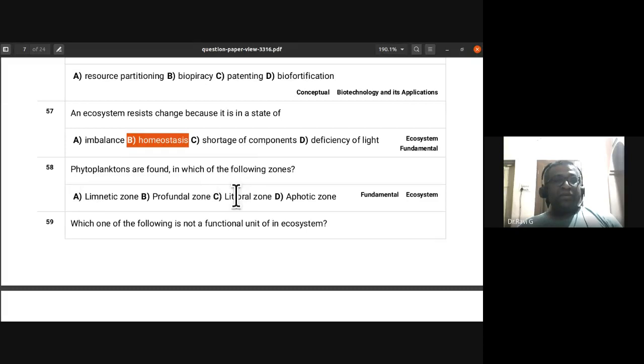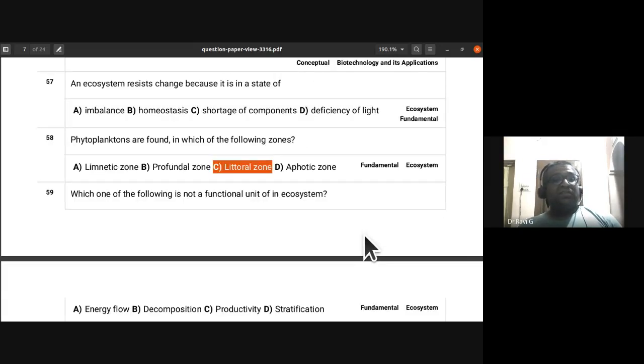So phytoplanktons are found in which of the following zones? Limnetic zone, profundal zone, littoral zone. The answer is, phytoplanktons are found in the littoral zones.